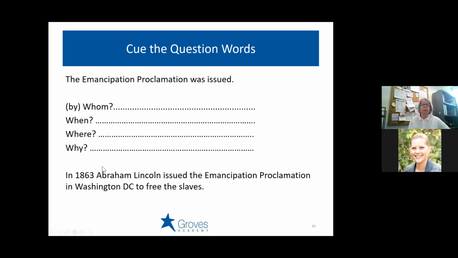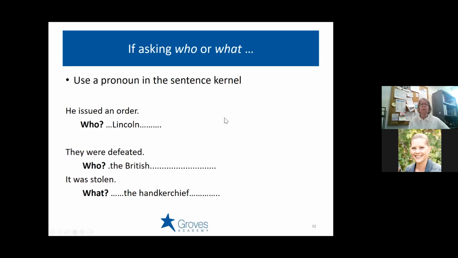And here we see when. In 1863, who? Abraham Lincoln issued what? The Emancipation Proclamation. Where? In Washington, D.C. Why? To free the slaves. So there you go. What a great sentence.